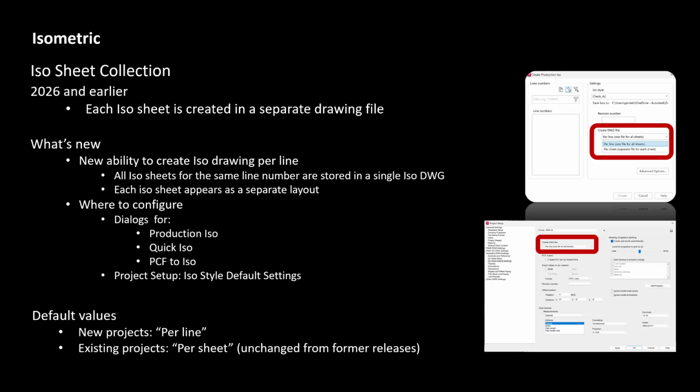You can configure it in each of those dialogs, as well as in the project setup under ISO style default settings. For new projects, the default is per line, so you get this behavior automatically. Existing projects stay on per sheet to avoid breaking your current file structure. The real benefit here is fewer files cluttering your project folder and a more logical organization where everything for one line lives in one place.